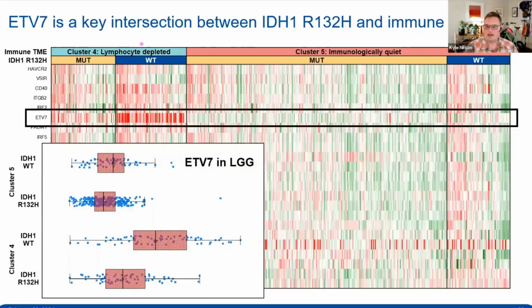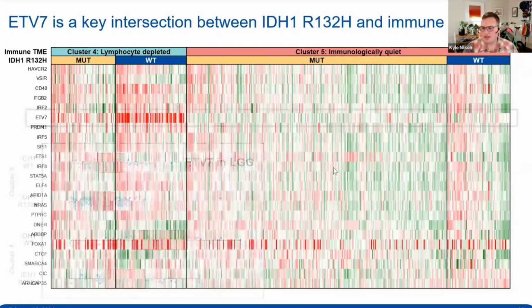And with that, I went ahead and searched for any kind of significant difference in any gene between cluster 4, that lymphocyte depleted immune response, and cluster 5, that immunologically quiet response, as well as any difference between mutant and wild type for IDH1 R132H. And here, it turns out that there is a significant change in ETV7 expression when you mutate IDH1. And this change is much more pronounced in cluster 4.